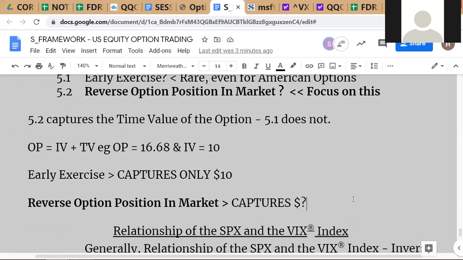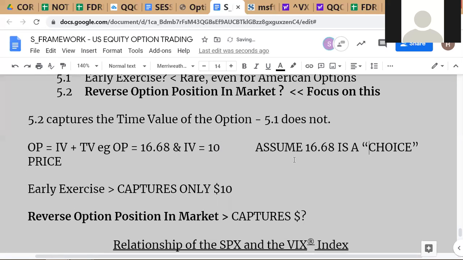Okay, so can you repeat the part again? No, the question is, if I reverse the option position in the market, if I square, I'm long the option. So if I square the option position in the market, ignoring bid offer spreads, or assuming that this price is a choice price, this is also something for you to learn, that 16.68 is a choice price. Anybody knows what a choice price is? A market maker quotes you a choice price.